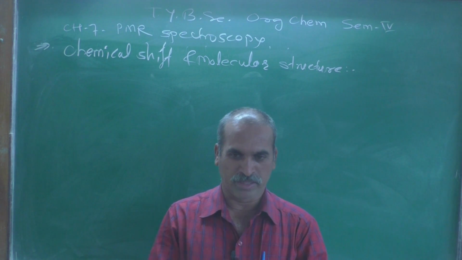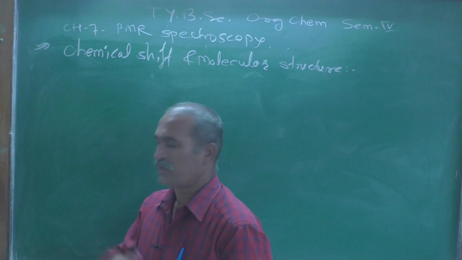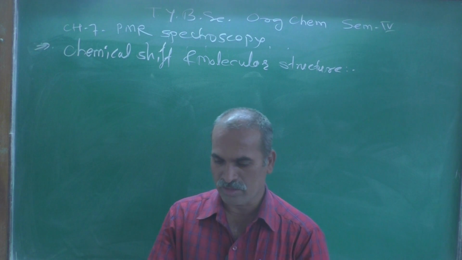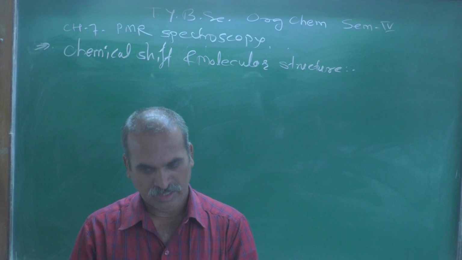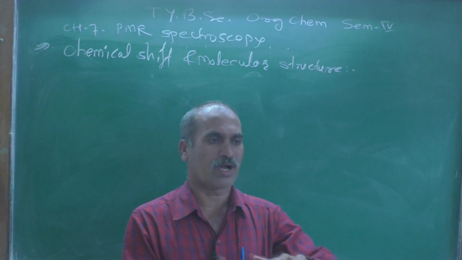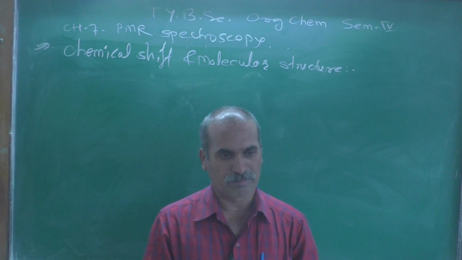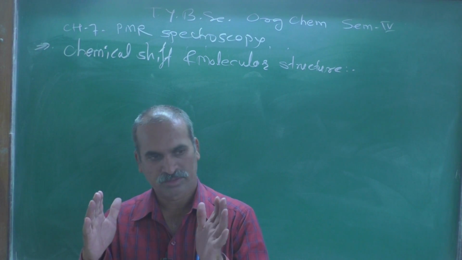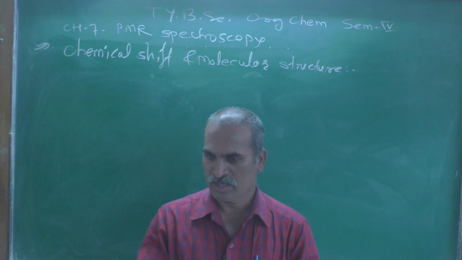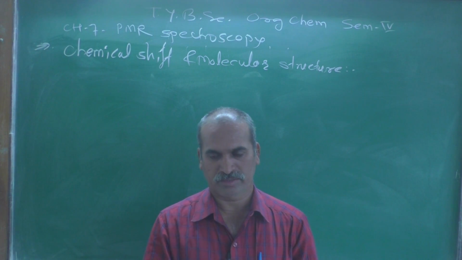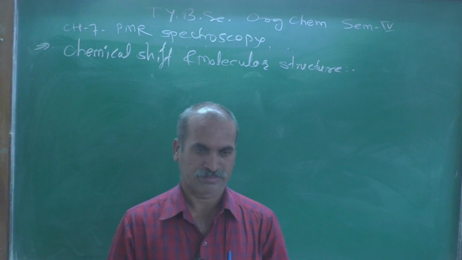Do you remember what we were discussing yesterday? I think we were discussing the chemical shift and molecular structure. In that we considered one example, which is methane being substituted by halogen family members such as fluorine, chlorine, bromine and iodine.